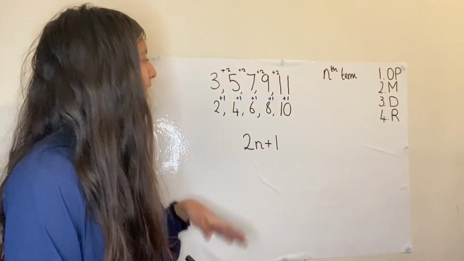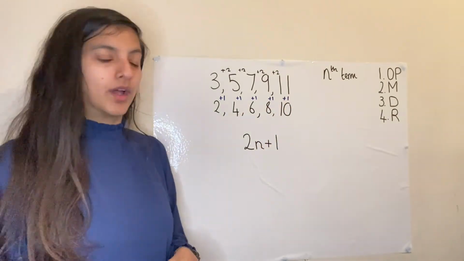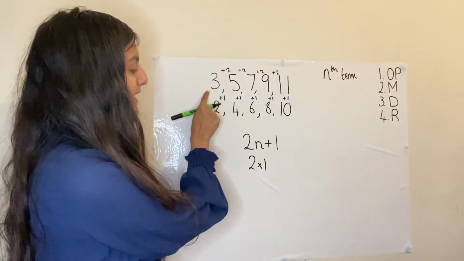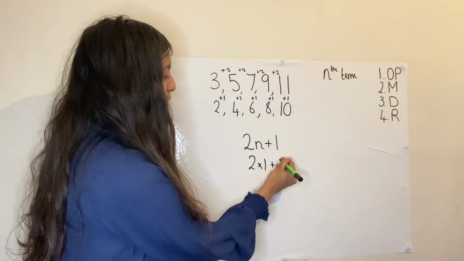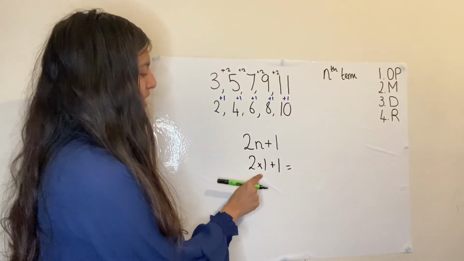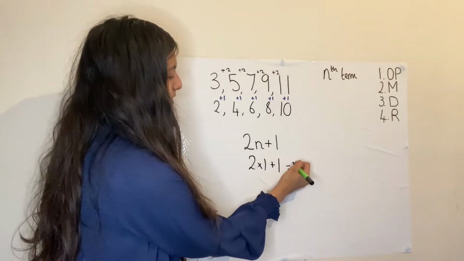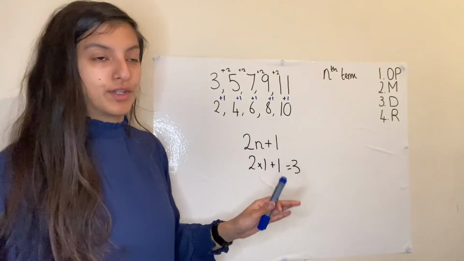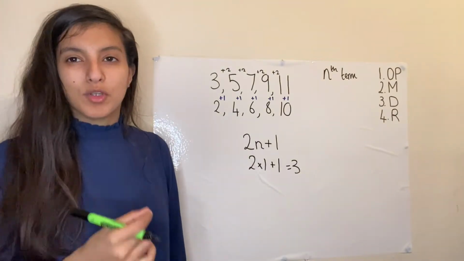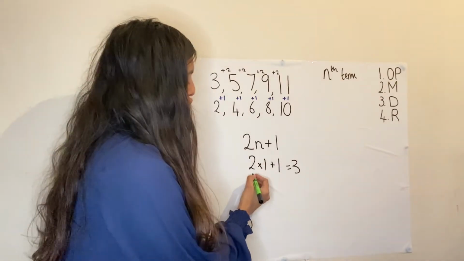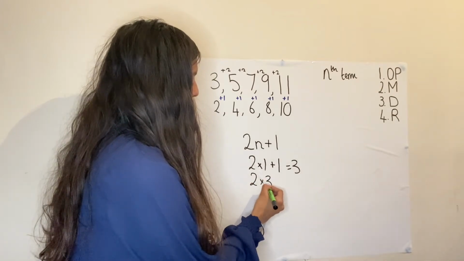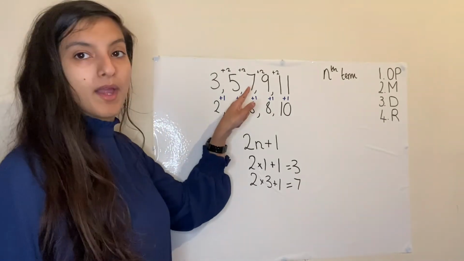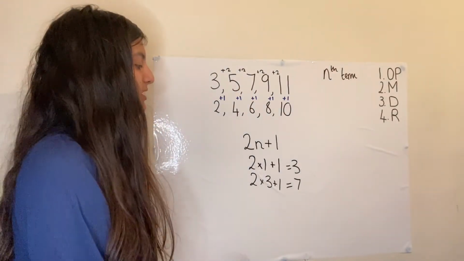So we're going to try the first one, the third one, and the fifth one, okay? So 2 times 1, because it's the first number in my pattern, 2 times 1 plus 1. 2 times 1 equals 2 plus 1 is 3. It matches. Now we're going to try the third number in our pattern. So n is going to stand for 3 because that's the pattern number that we're looking at. 2 times 3 plus 1 equals 7. The third number in my original pattern is also 7. So it looks like it's working.